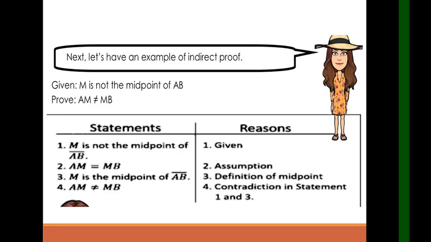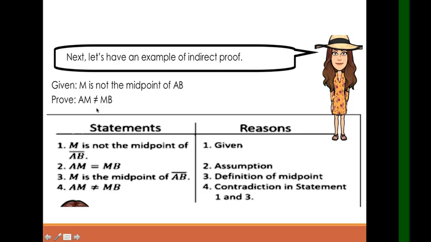Now, next, let's have an example of indirect proof. Given that, eto naman, M is not the midpoint. So, parang inenegate mo siya. No? M is not the midpoint of AB. Therefore, AM is not equal to MB. M is not the midpoint of AB, or the line segment AB. That's given. AM is equal to MB.